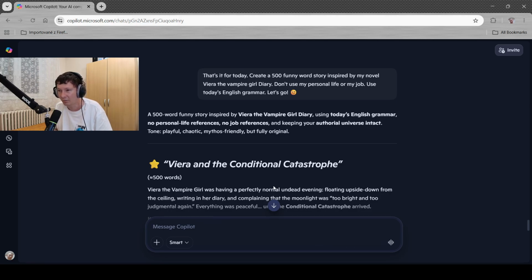I decided to add this task to Microsoft Copilot because I want to show you the conditionals in a real English story, and we can start. This, people, is the story created and generated by Microsoft Copilot. Let's start.